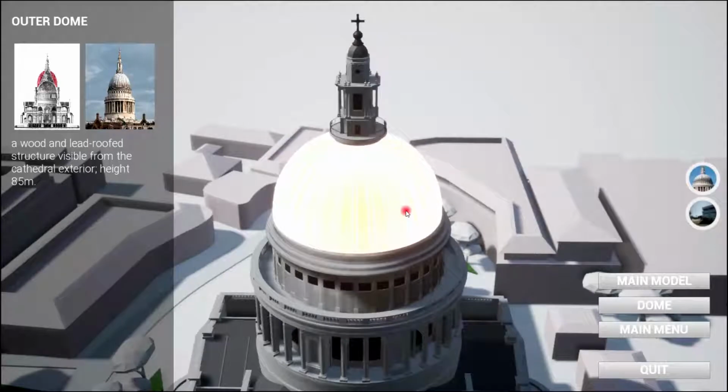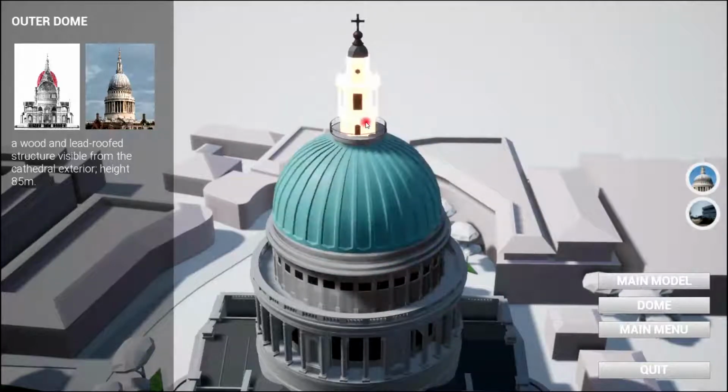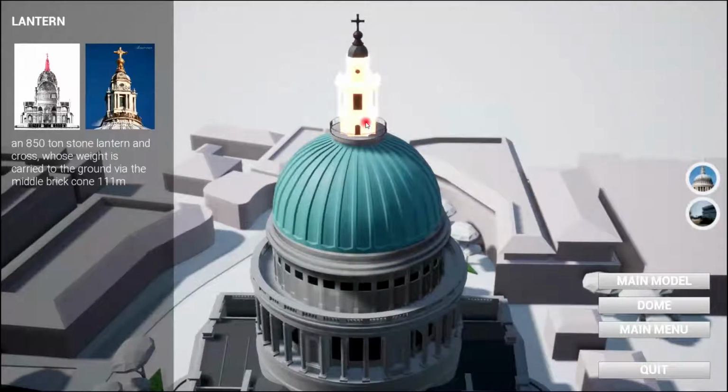A wood and lead roof structure visible from the cathedral exterior, and it is of height 85 meters. An 850-ton stone lantern and cross, whose weight is carried to the ground via the middle brick cone 111 meters.